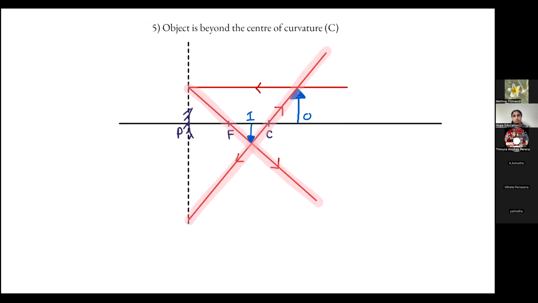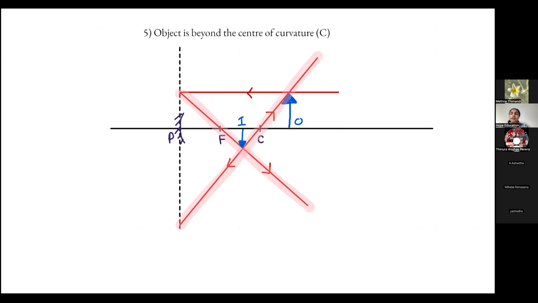Okay, first of all, before you draw, tell me what are the properties of this image? Real. Why do we call this real? Because if it is formed behind the mirror, we call it virtual, no? But here this is formed in front of the mirror. Can you see this image through the mirror? No. We can see an image through the mirror only if the image is formed behind the mirror. Here the image is formed in front of the mirror, so you cannot see it through the mirror.